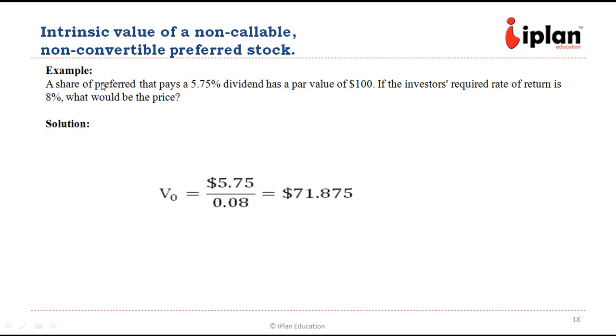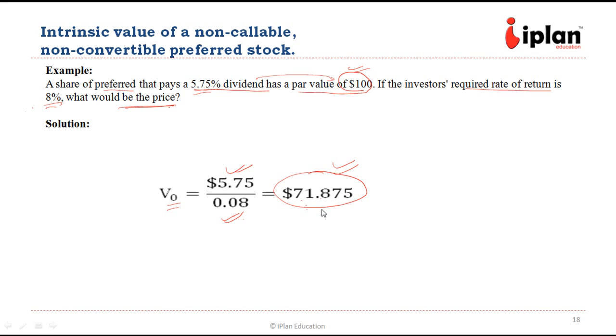So there is a preferred share that pays 5.75% dividend on par value of $100. If the investor's required rate of return is 8%, what would be the price? So we know that dividend payment is calculated on the par value. 5.75% of 100 is going to be $5.75 divided by required rate of return, which is 8% in this case. So we divide by 0.08 in order to achieve the value. So this is the value of the stock. Ideally this should be the price.